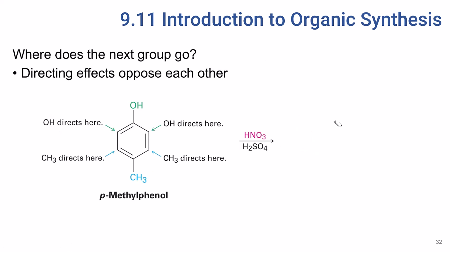And here, if we're looking at where does the next group go, in this case, our groups are opposing each other. The phenol group has electron lone pairs, so this is an electron donating group, and it directs ortho-para. The para is blocked here, so it's going to want to go ortho. But our CH3 group is also an electron donating group and an ortho-para director. That's going to direct to the ortho group because that para group is also blocked. So in this group, our directing effects are opposing each other, but the stronger activating group wins.